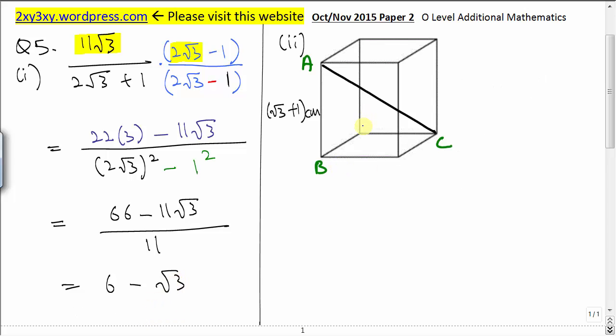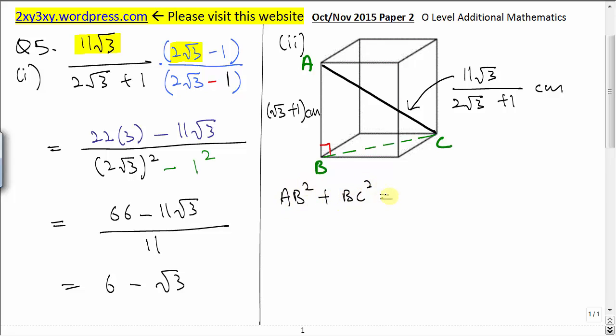In the second part of this question, we are told that this cuboid here has a square base, and it has a height of AB of this dimension. And the length of AC is given here. And we are asked to find an expression for BC square. To do this question, we must be able to tell that this is actually a right angle triangle.